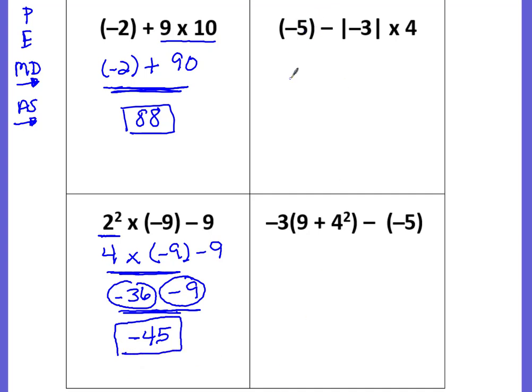Next example. Okay, any parentheses? Sure, right here. But this is not a true group. This is just a, hey, look at me, I'm -5. Minus, and what do these straight lines mean? Remember, they mean absolute value.